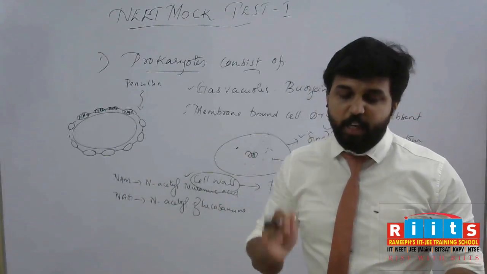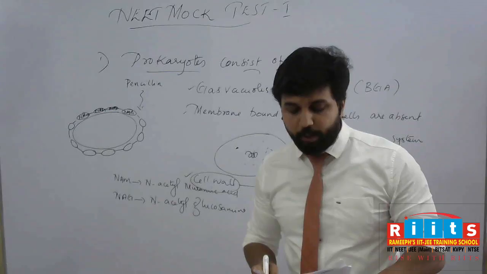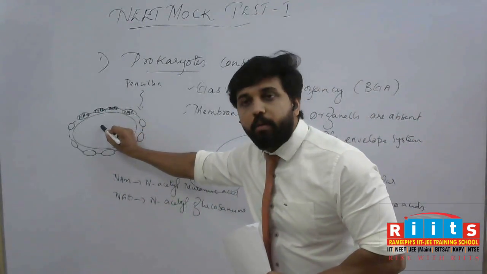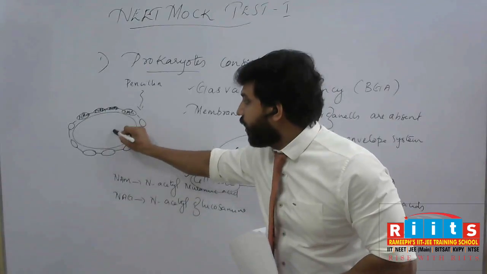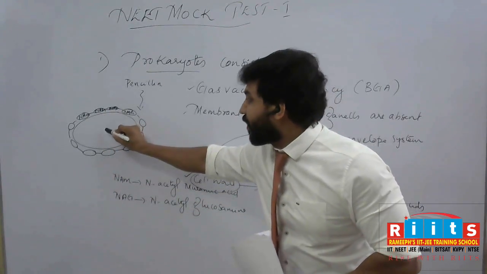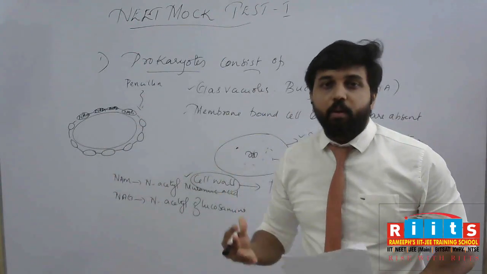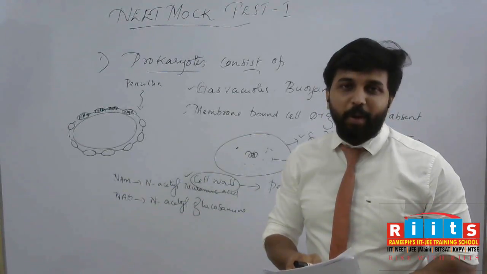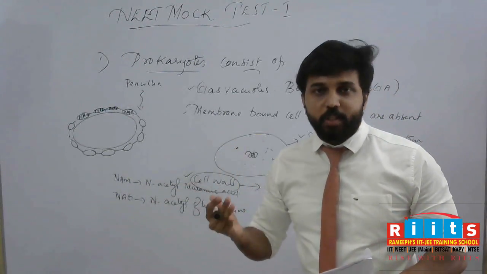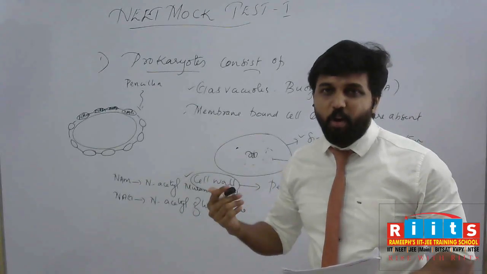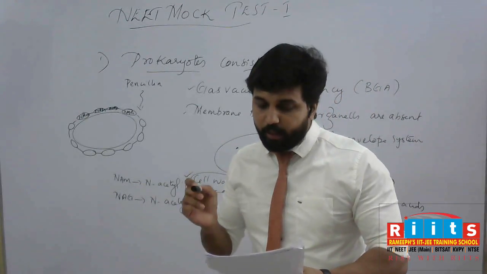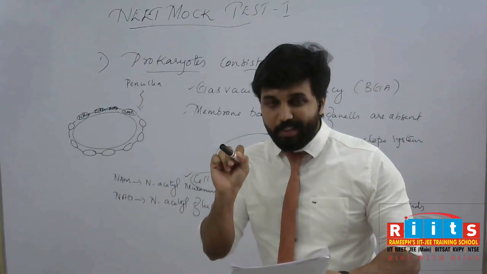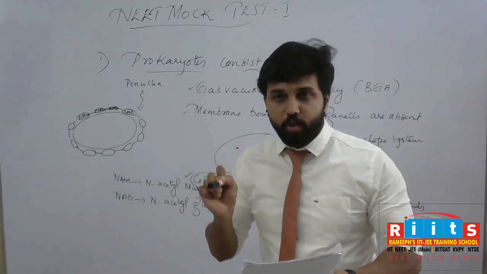absent. The next is cytoplasmic streaming. Cytoplasmic streaming is the movement of protoplasm, the movement of cytosol or movement of the cell organelles inside the organism. That is not seen in prokaryotes. It is commonly seen in kingdom Protista, Protistan members. So that is also wrong. So gas vacuole, single ended system, non-cellulose cell wall is also present.